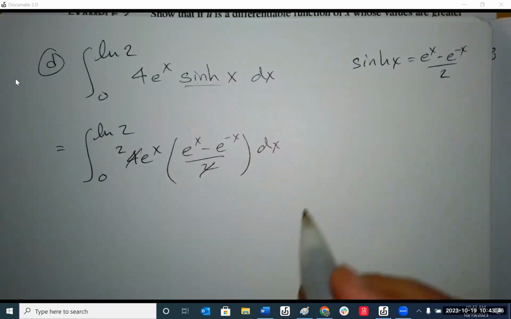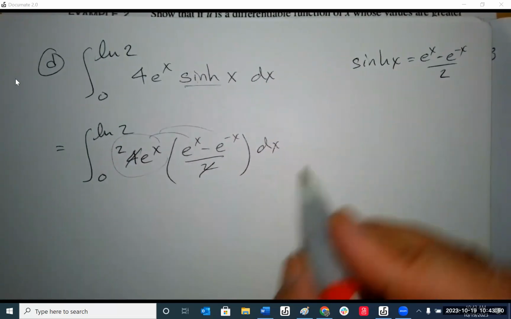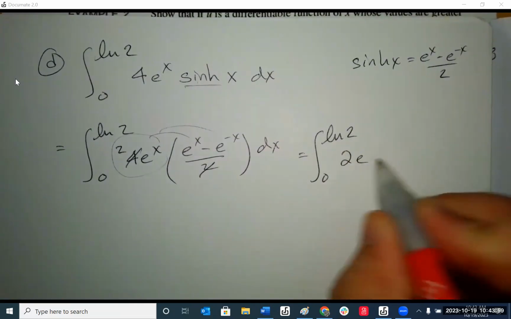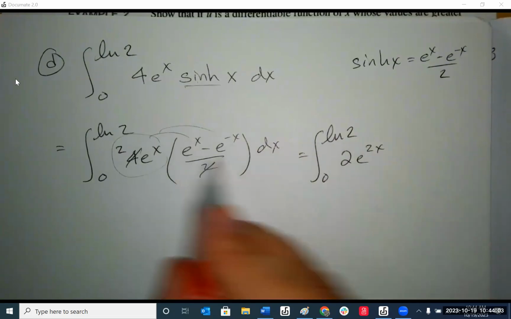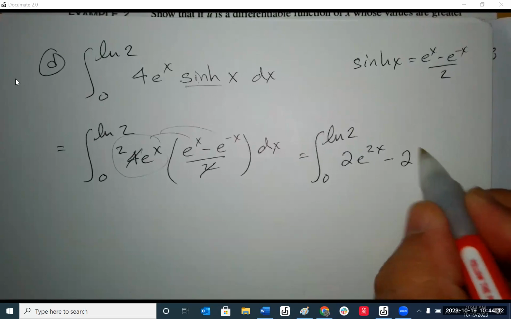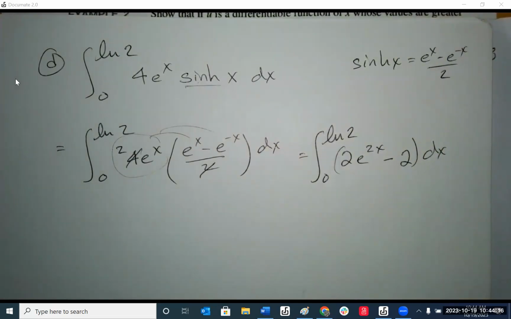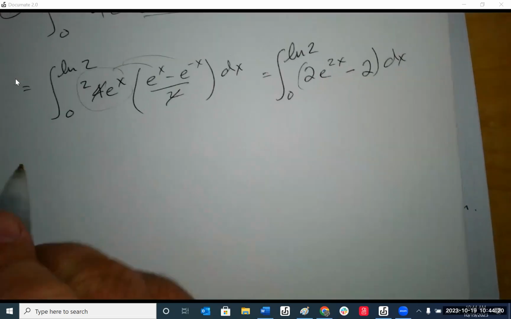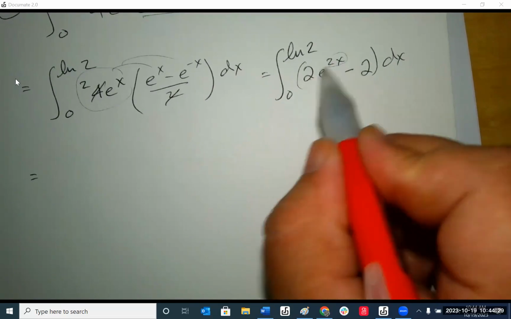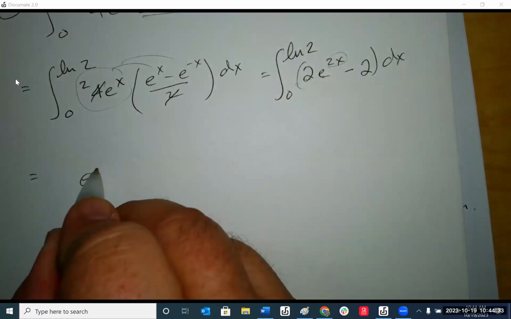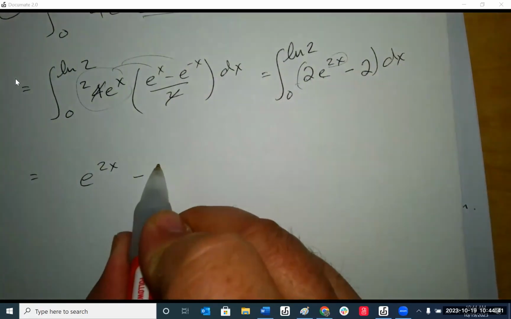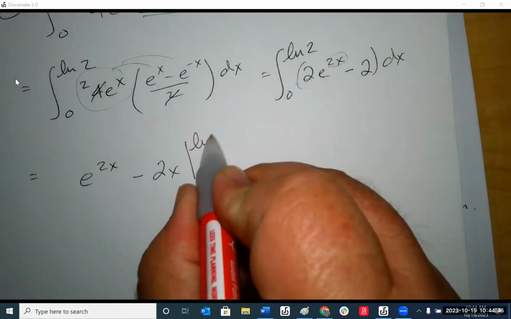The 2 and the 4 cancel. So we can have 2e to the x distribute through there. So we have 2e to the x times e to the x is 2e to the power 2x, minus 2 e to the x minus x, which is e to the 0, which is 1, dx. So the integral of 2e to the 2x is, this is e to the u du, so the integral of that is just e to the power 2x. The integral of 2 is 2x from 0 to ln 2.